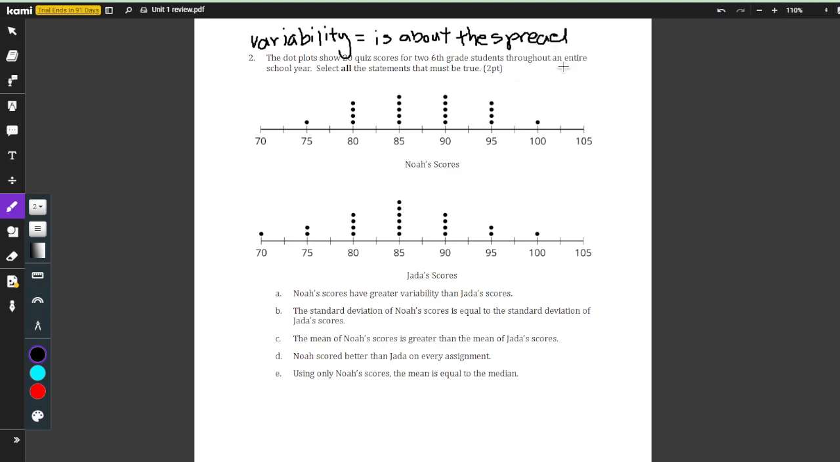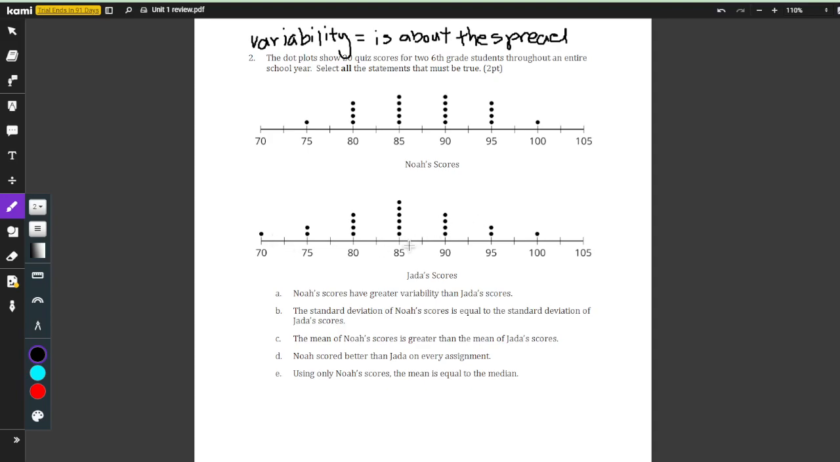It's all about the spread. The spread, how far things are apart. So let's take a look at our two charts. We have Noah, and we have Jada. Noah here has a spread of this, and then Jada has a distribution of this. They're both bell curves, so that's good.